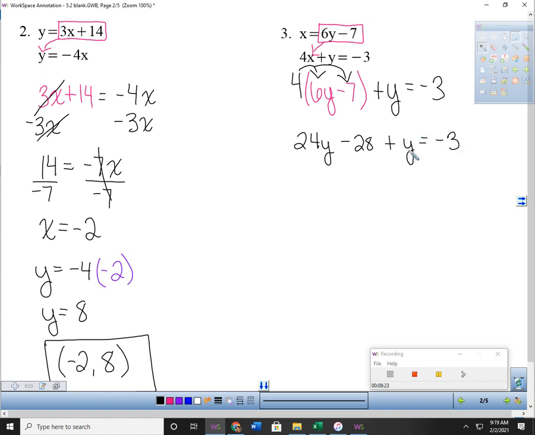So I'm going to go ahead. On this side, I have some y's to put together. So I have a positive 24y and a positive 1y, which makes 25y minus 28 equals negative 3. Now that I have just that y right there, I'm going to go ahead and solve. So I'm going to add the 28.